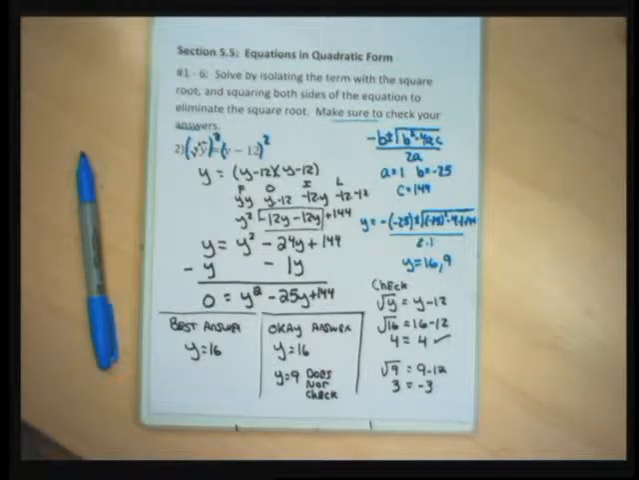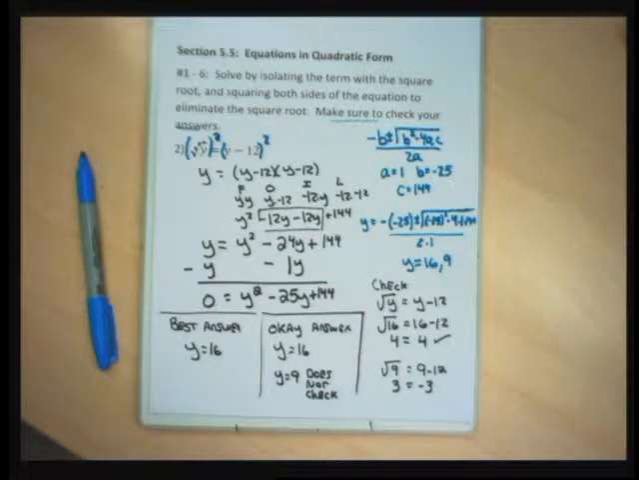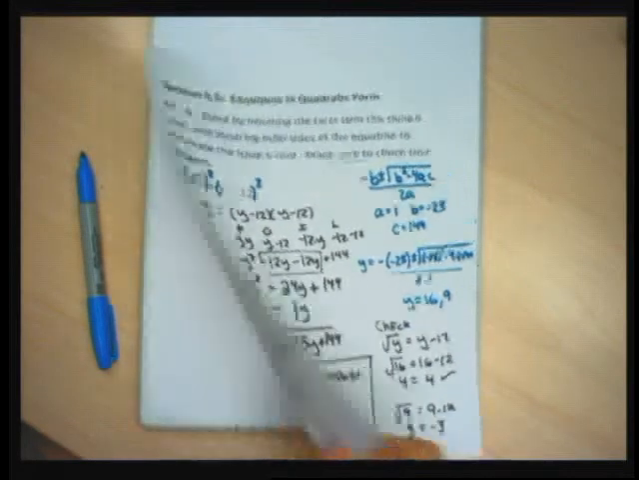Problem 2 is kind of easing us into the newness of section 5.5. The big difference in the next few problems is going to be the side with the square root, and it's not going to be that hard, hopefully, to deal with. So that's everything for that problem.